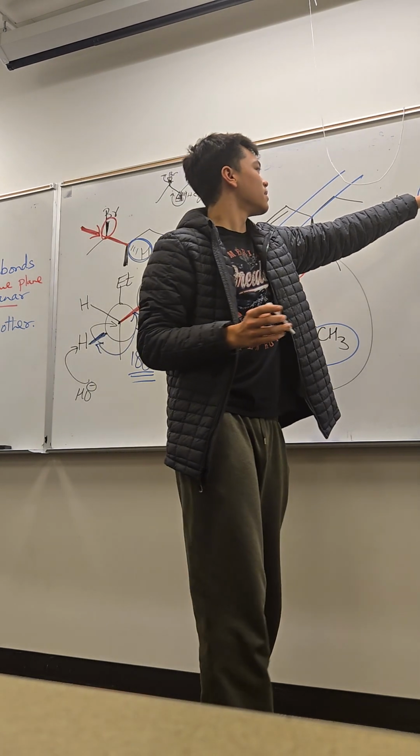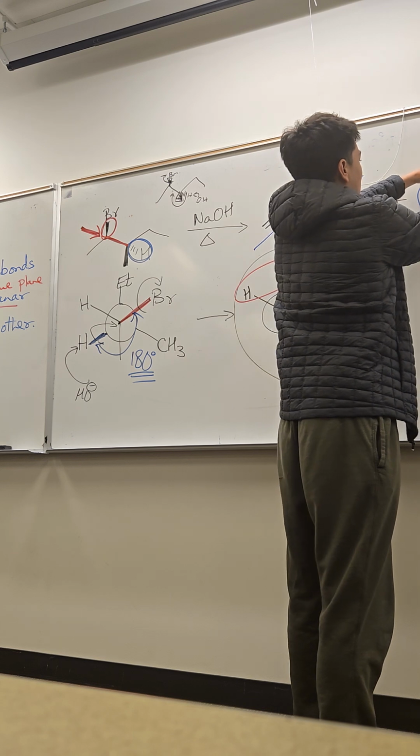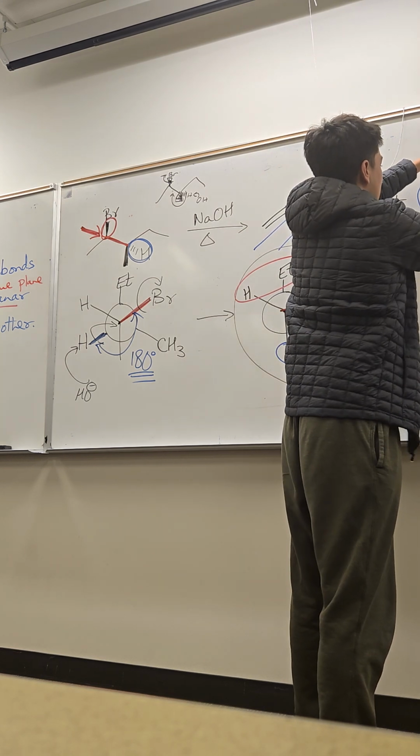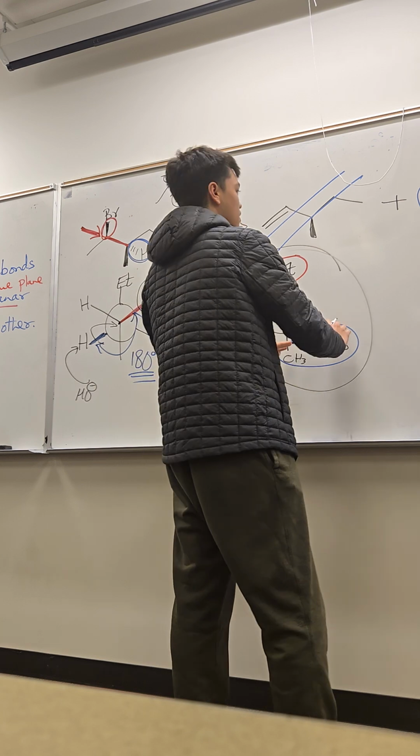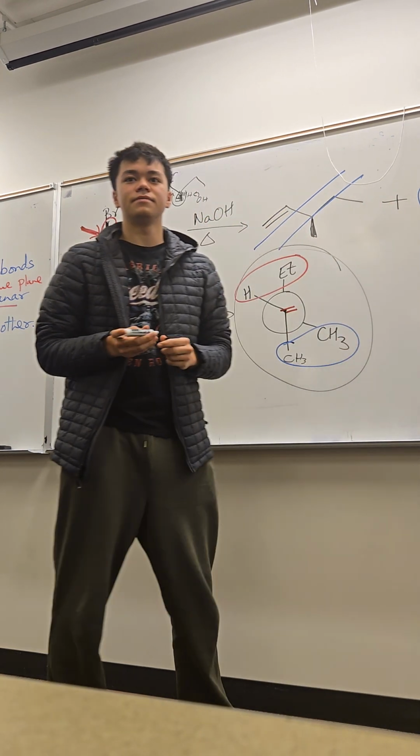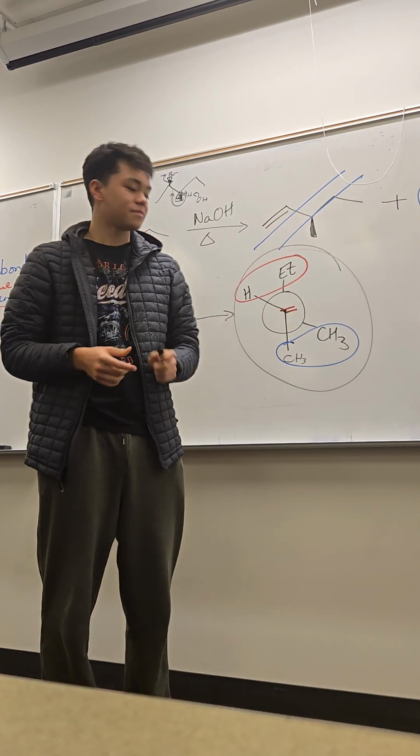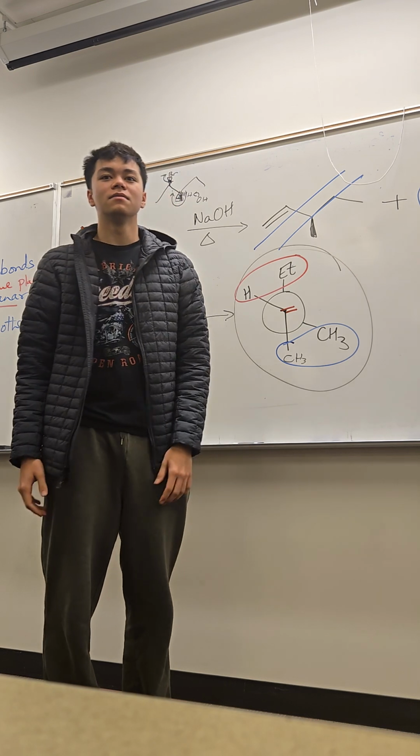So you look here. These two are in a group. These two are in a group. Two methyls. This is supposed to be CH. The methyls are in the same area, and so is the hydrogen and the ethyl.